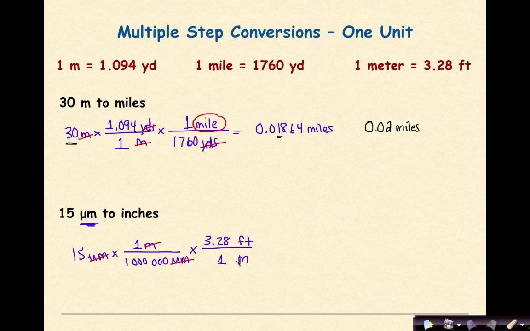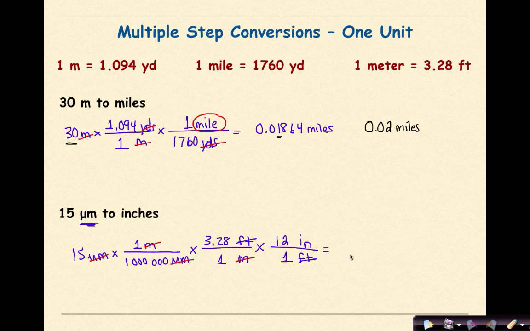Again, meters cancels meters. And then I go on to my last conversion where I need to get to inches. So feet will go on the bottom because I want to cancel that, and inches will go on top. And you should know that there are 12 inches in 1 foot. Final cancel of units, so feet cancels feet. I am left with inches, which is what I want. So now I'm going to say 15 times 1 times 3.28 times 12 divided by basically 1,000,000.